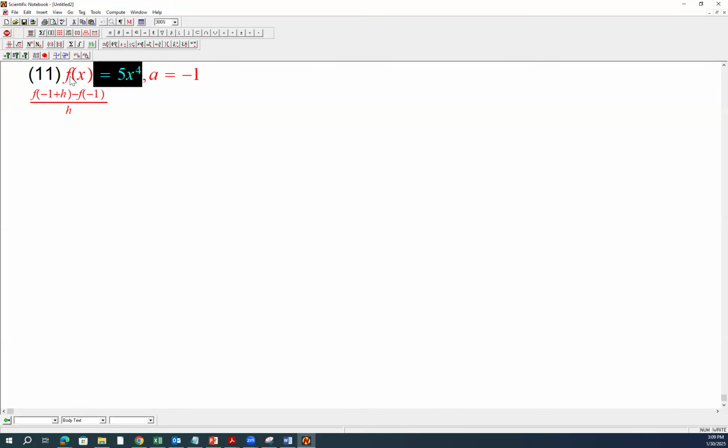So let's plug in f of x, a equals -1, right? We're working on f of -1. So x will be replaced by -1. Don't forget this parentheses, okay? -1 to the power 4 is 1. Multiply 5, that's a 5. -1 plus h. So the other x on the right-hand side will be replaced by -1 plus h.